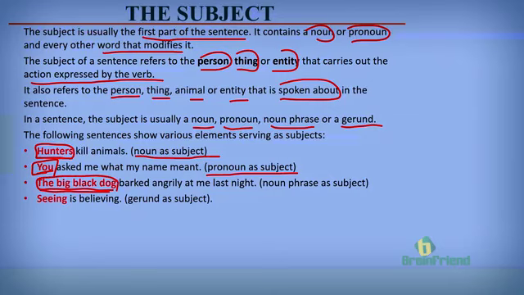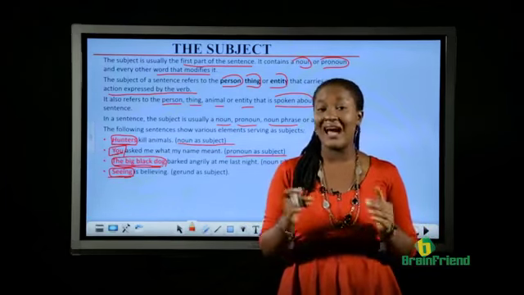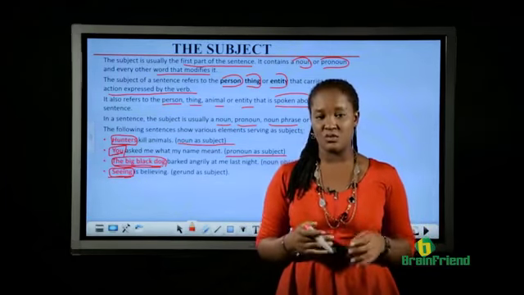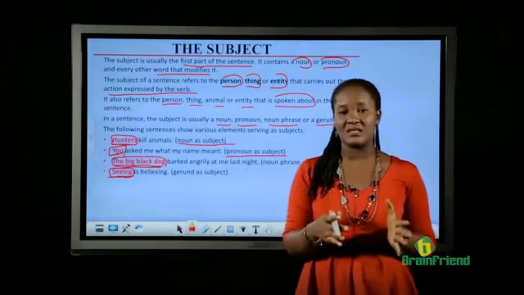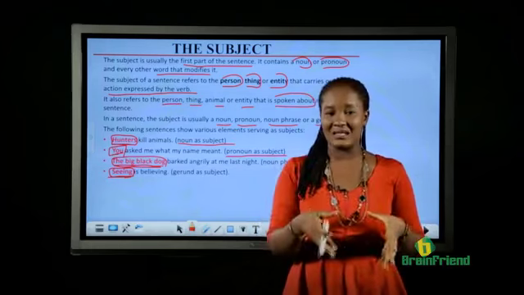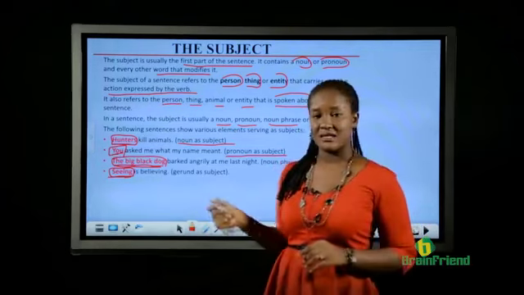Mind you, a noun phrase is a group of words that has its head element or its head word as a noun. And then the last sentence we have here says, seeing is believing. Here, seeing, which is a gerund, is the subject of this sentence. A gerund is simply a verb, an ing verb, which performs the role of a noun. So these are examples of different elements performing or standing as a subject of sentences.